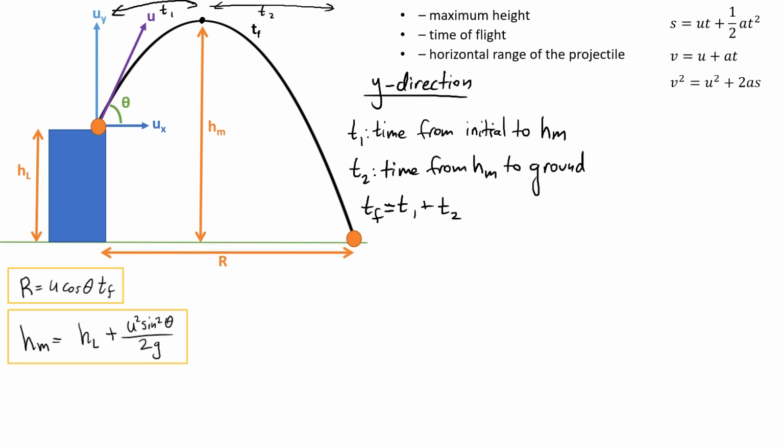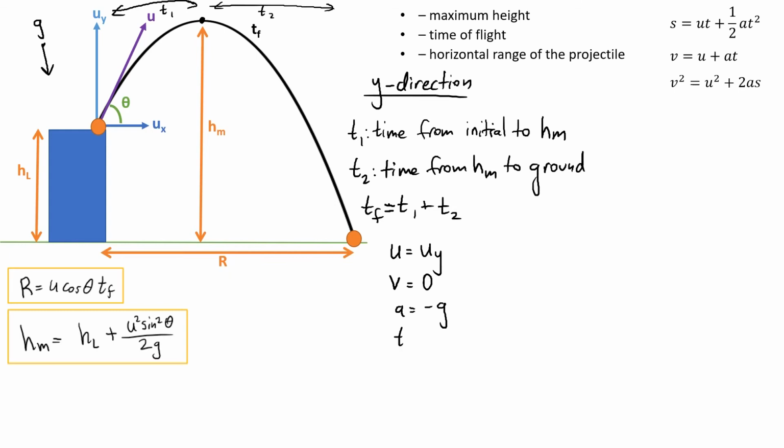Let's start with T1. What do we know about T1? T1 is the time taken to go from initial to Hm, in other words, the maximum height. We know that initially the speed is equal to uy, right? And when it reaches that point, we know that the speed is equal to 0. We know that the acceleration is equal to negative g. In other words, we can draw that back up again because we're interested in that. It's acting in the downward direction. Gravity acts on all objects. So initial velocity uy, final velocity 0, acceleration is equal to negative g, and we're interested in time.